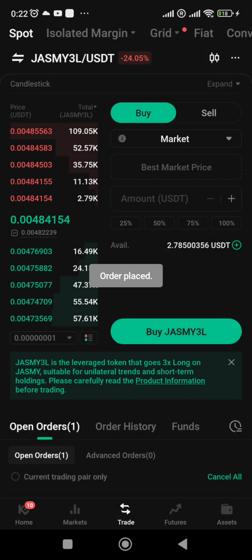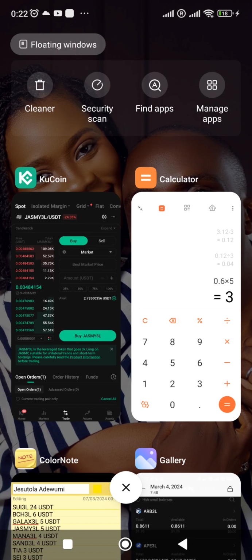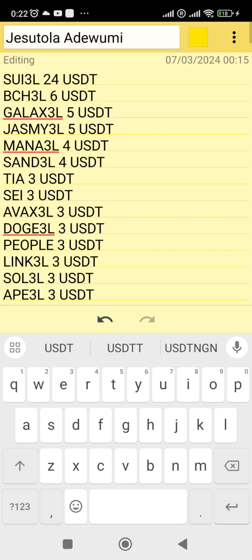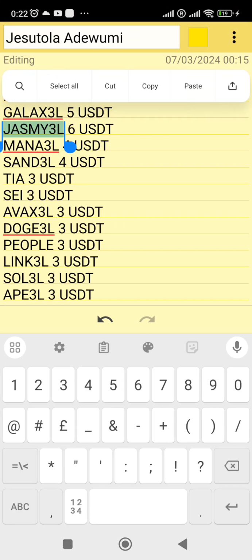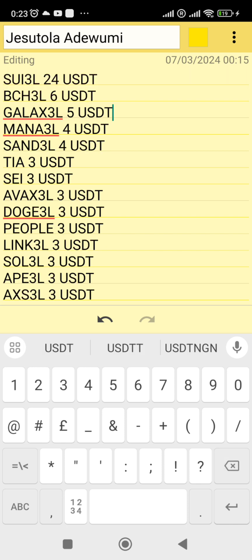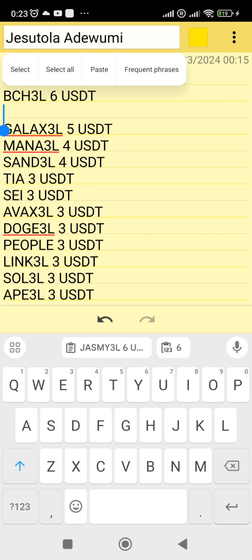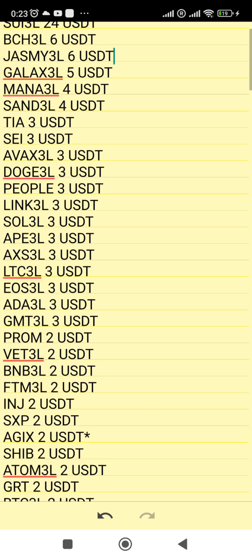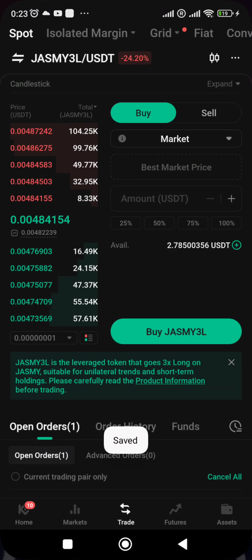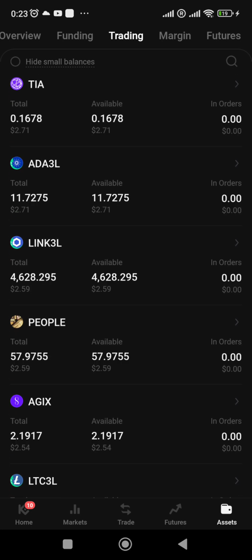Buy Jasmine. All right, then I go back to Jasmine and change it to 6 because I've added 1 USDT to it. I cut and move it under BCH, so it's now 6. All right, I'm done with that. I go back and continue from where I stopped. I stopped at people.